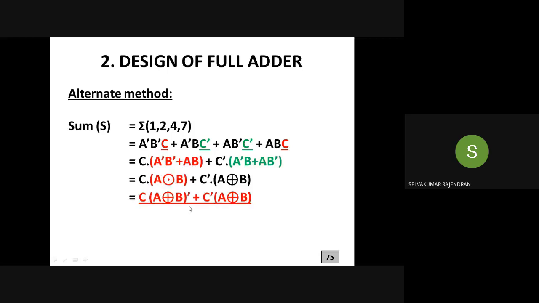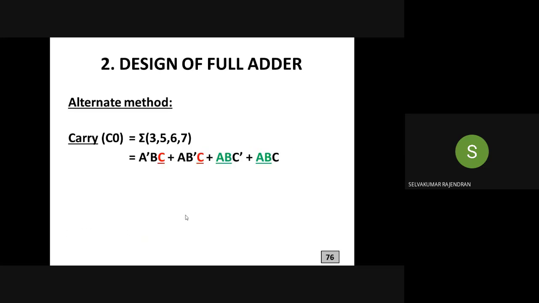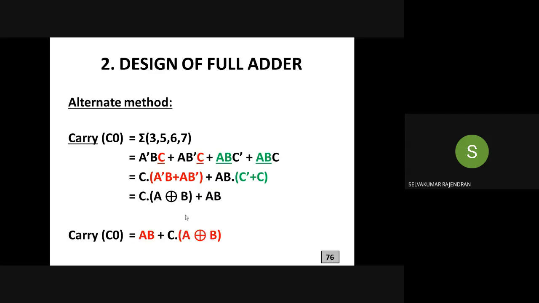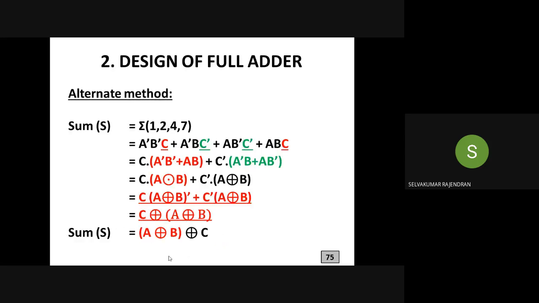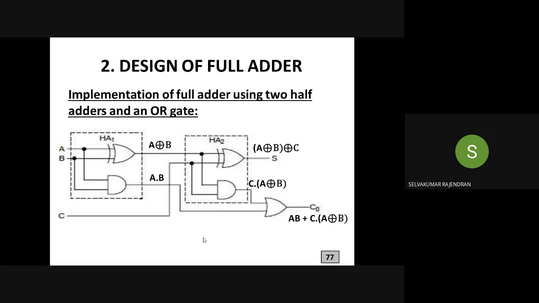After simplification, you will get the Boolean expression for sum: A XOR B XOR C. Then for carry, here also, using Boolean theorems, you can simplify the expression, and you will get a Boolean function for the carry output. Based on these two functions, AB plus C dot (A XOR B), and A XOR B XOR C, you can draw the logic circuit for the full adder like this.